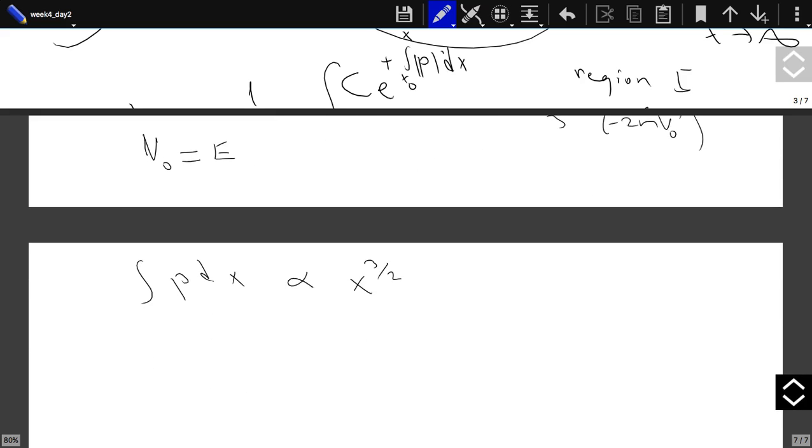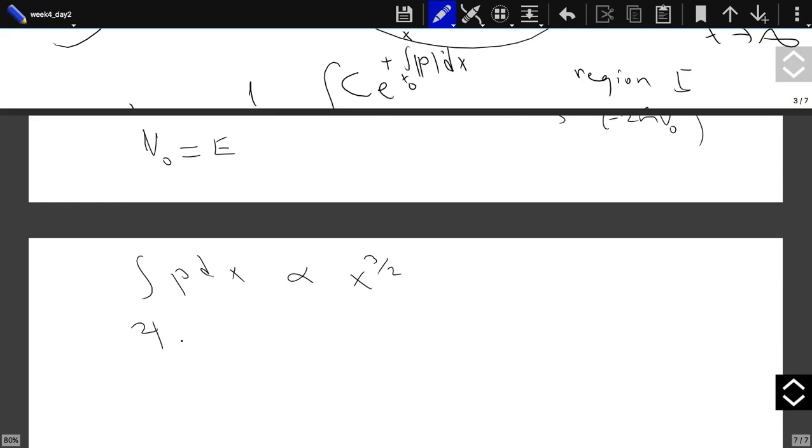So the approximate solutions will contain e to the power i over h bar times x to the 3/2 with some coefficient, plus e to the power minus i over h bar times x to the 3/2 with some other coefficient.